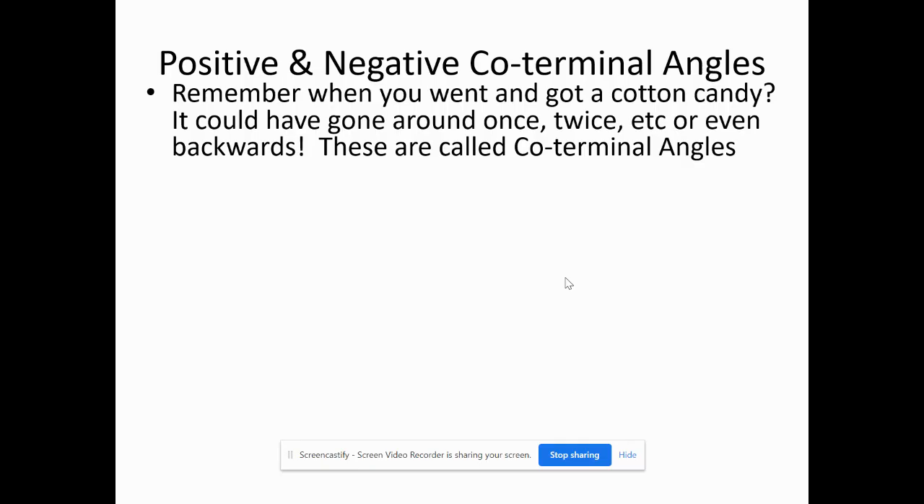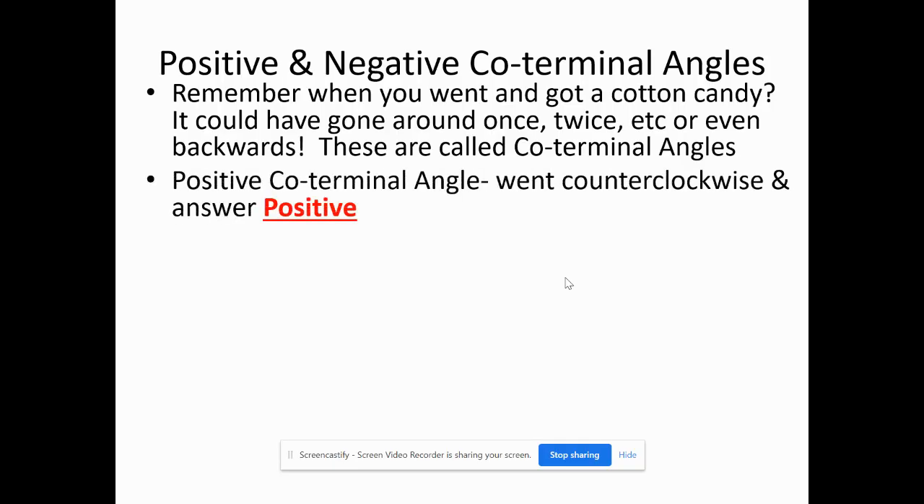Okay, positive and negative coterminal angles. So remember when you got the cotton candy and it could have gone around once or twice or even backwards? Those were all called coterminal angles. A positive coterminal angle is when you go counterclockwise, the correct direction, and the answer is positive.